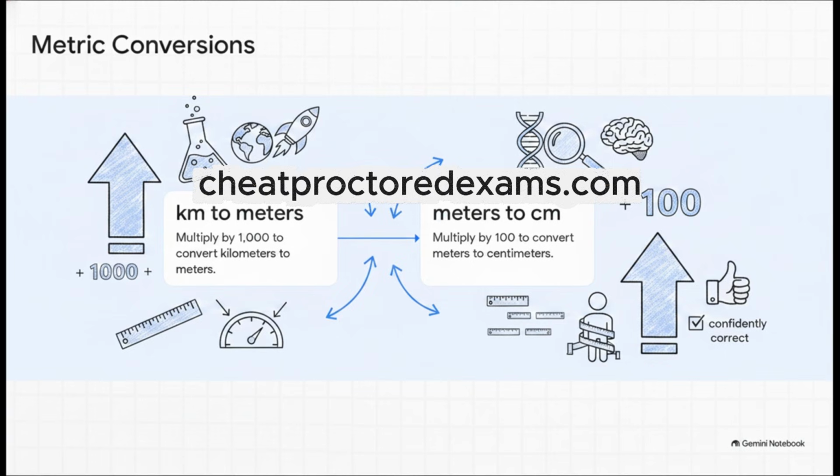We know there are 1,000 meters in a kilometer, so 2.5 kilometers multiplied by 1,000 gives us 2,500 meters. Step 2, convert those meters into centimeters. There are 100 centimeters in a single meter, so we multiply 2,500 meters by 100, and we find the equivalent is exactly 250,000 centimeters. Following this structured math lands us confidently right on option A.